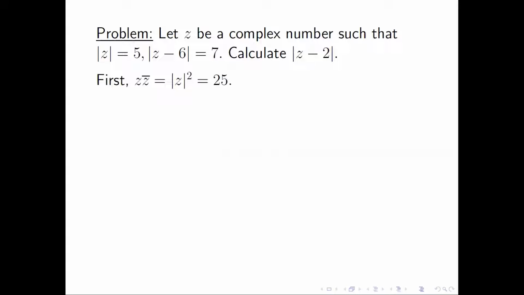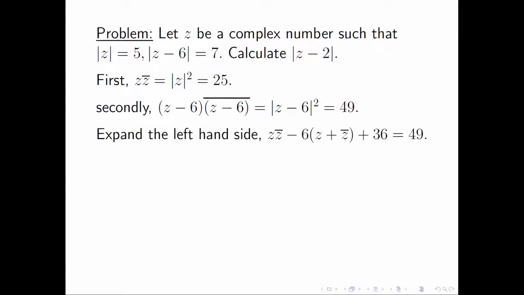First, we have z times z bar equals 5 squared, which is 25. Secondly, we have z minus 6 times the conjugate of z minus 6 equals 7 squared, which is 49. Expand the left-hand side. We have z times z bar minus 6 times z plus z bar plus 36 equals 49. Plug in z times z bar equals 25 and simplify. We have z plus z bar equals 2.